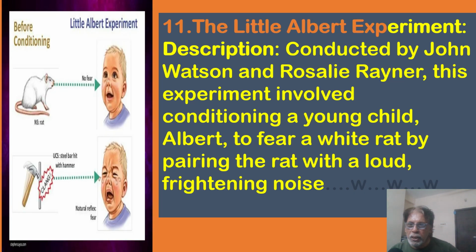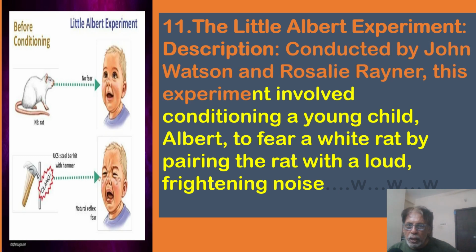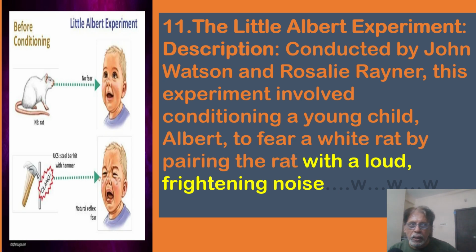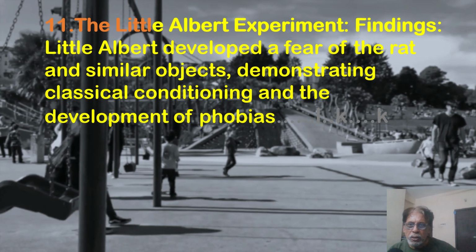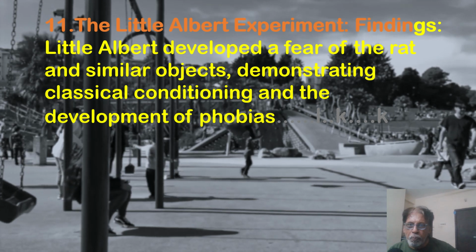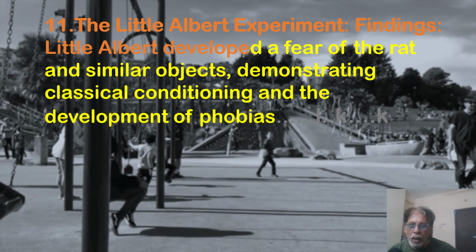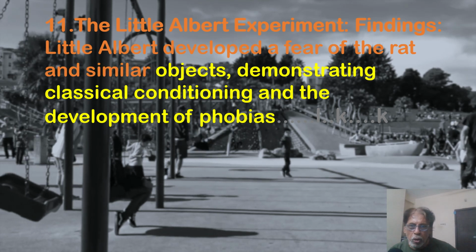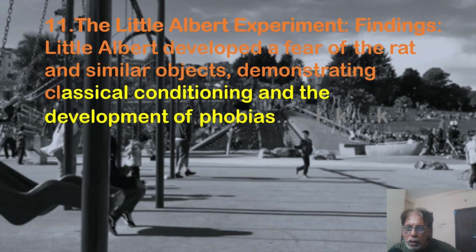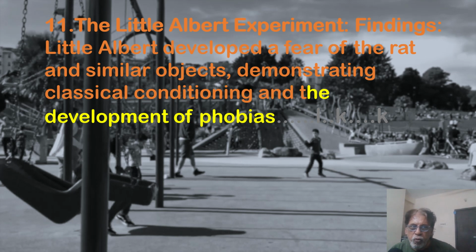The Little Albert experiment, conducted by John Watson and Rosalie Rayner. This experiment involved conditioning a young child, Albert, to fear a white rat by pairing the rat with a loud, frightening noise. Findings: Little Albert developed a fear of the rat and similar objects, demonstrating classical conditioning and the development of phobia.